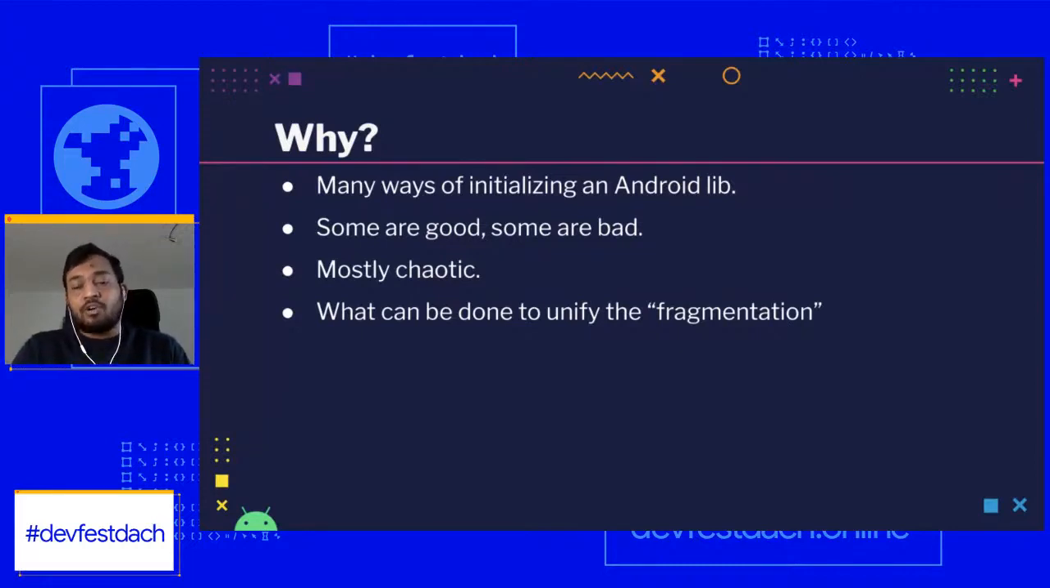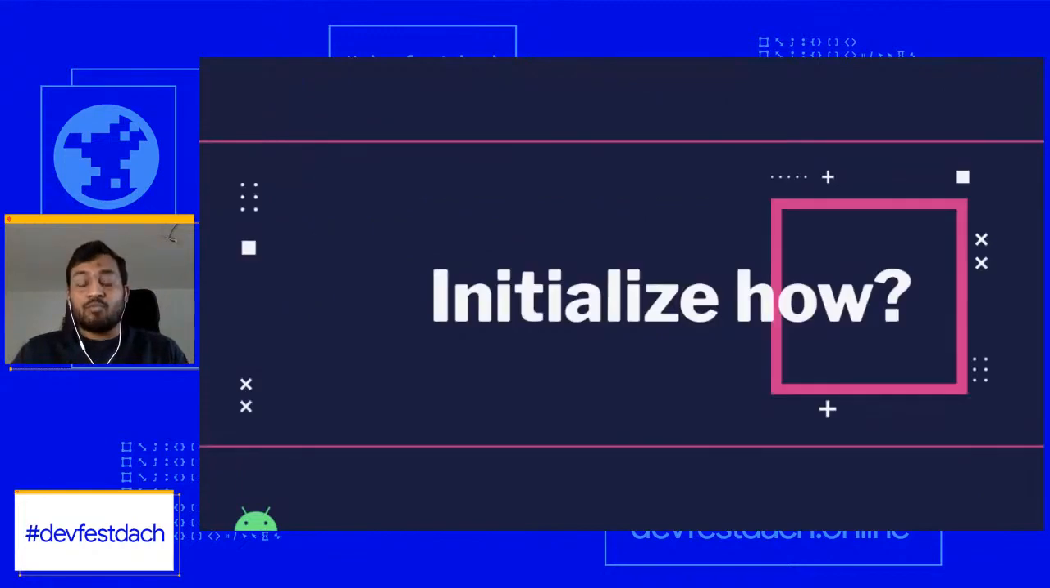That also leads us to start questioning what can be done to unify the fragmentation. Well, to understand this, we need to understand how these libraries are actually initializing. So we'll start with something very basic. I'm pretty sure a lot of people know about this, but we'll iterate over how library developers have been initializing their libraries.